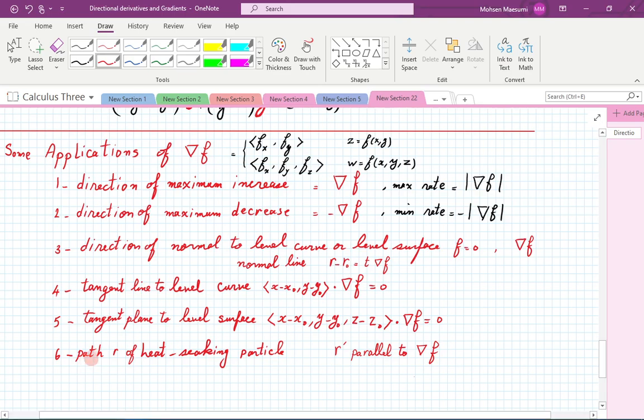And that topic I just showed you: if a heat-seeking particle is traveling, seeking out the next hotter place, in which direction is it going to travel? It's going to travel so that the derivative of its position with respect to time is parallel to the gradient of f. Okay, so let's take some examples, and then look at how the problem goes.